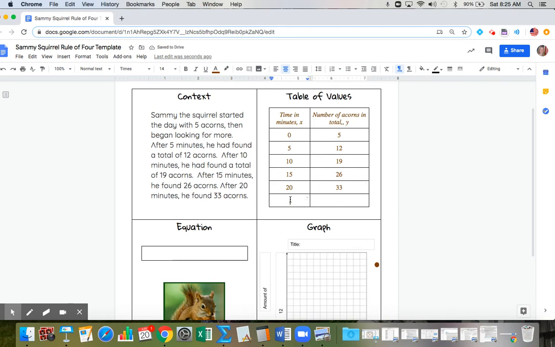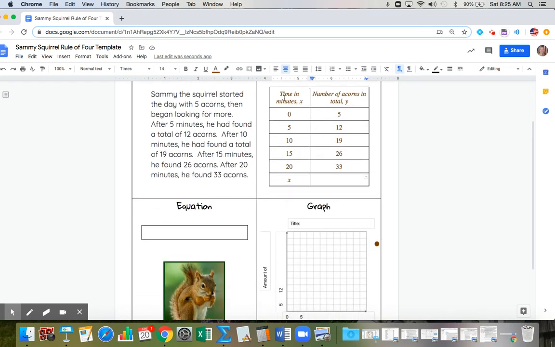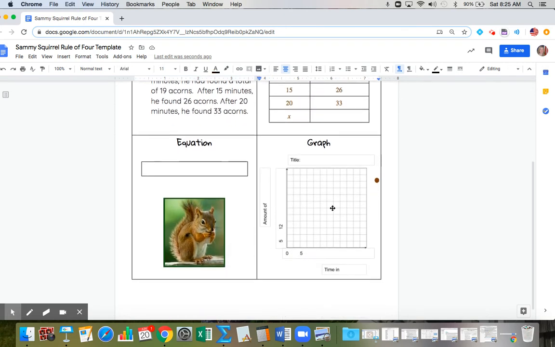So it's always a good idea to put an abstract in here. After X minutes, how many acorns will he have? And we may have to wait on that. What I want to do now is take this table and graph this information, because that often helps me find the rate of change, and it also helps me find the equation. So I'm going to double click on this.